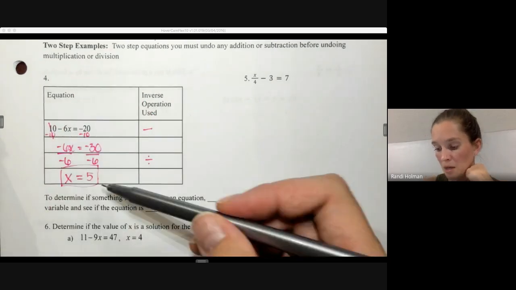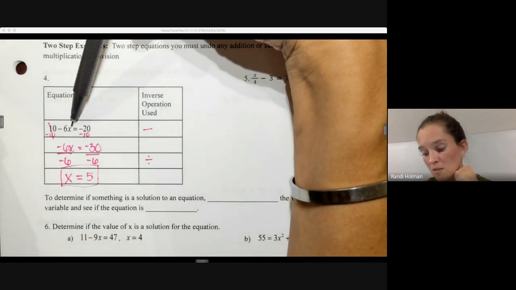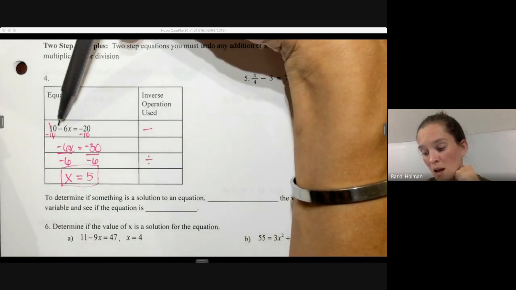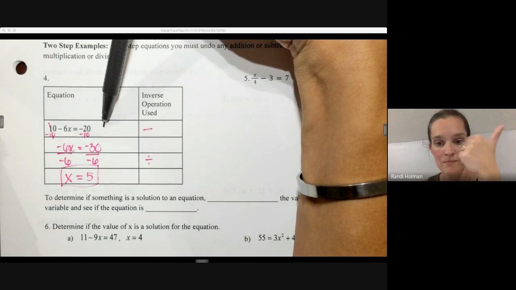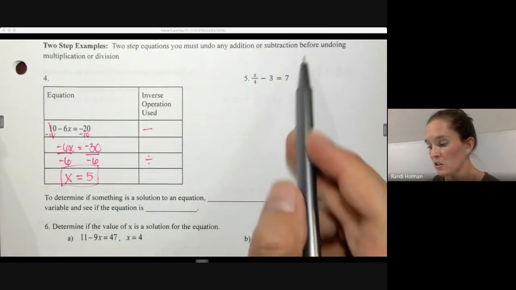And again, we could take that and plug it back in here. Say 6 times 5 is 30. 10 minus 30, is that -20? Yes, it is. Okay, let's try another one here.